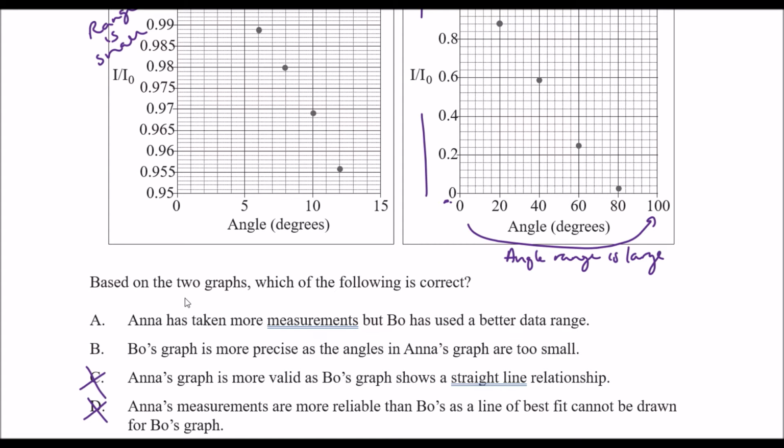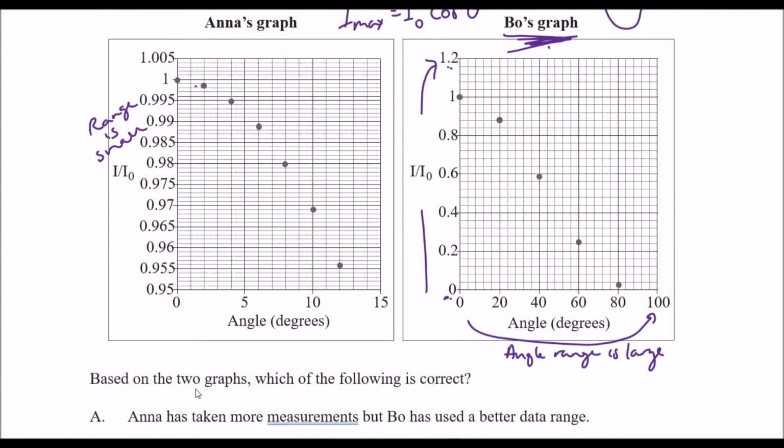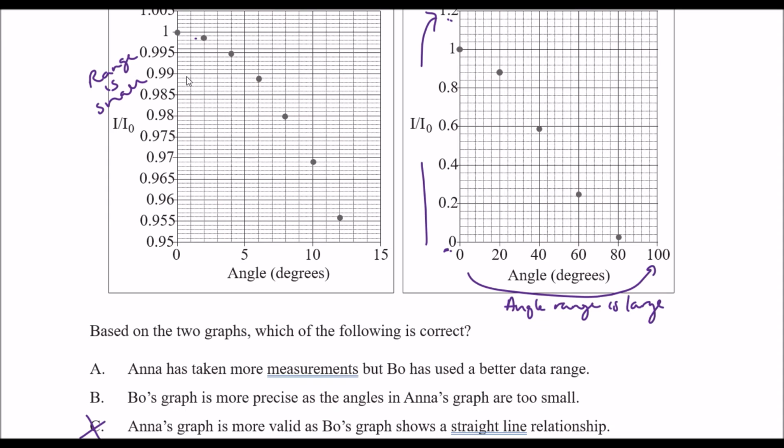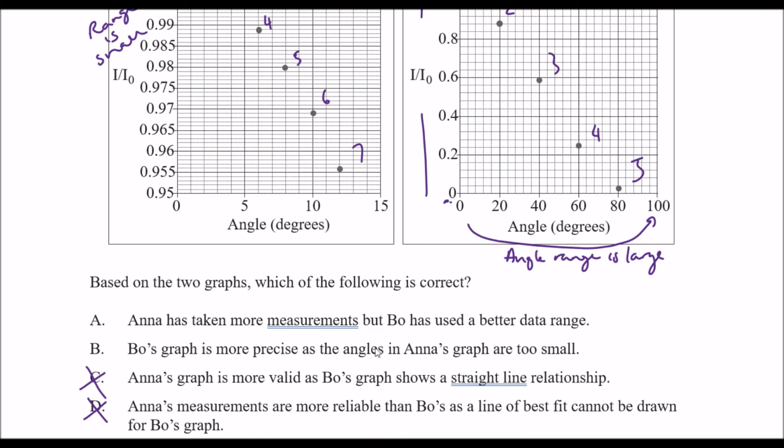So let's have a look at how many points. According to this graph, Anna has taken more data points from the looks of things: 7 data points, whereas Bo has taken only 5. But 5 is a sufficient amount of data points to give you a trend line, so that's okay. So let's see, more precise angles, too small. We would say A: Anna has taken more measurements, but Bo has used a better data range.